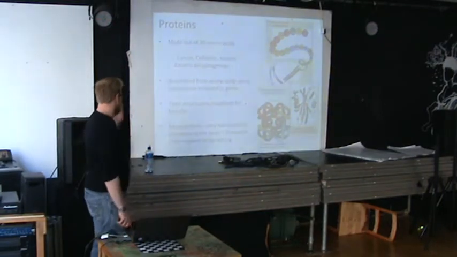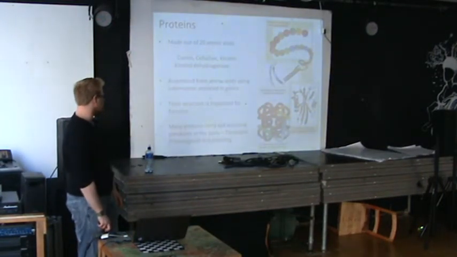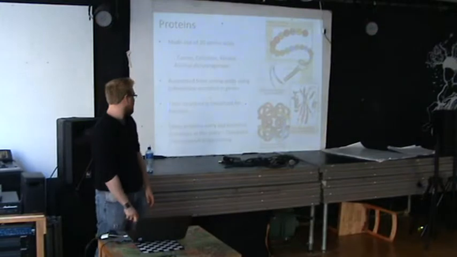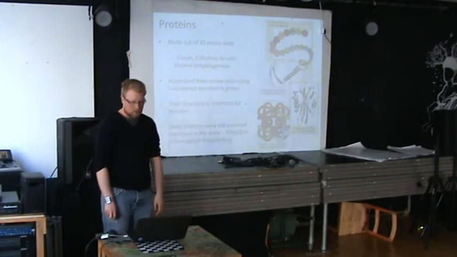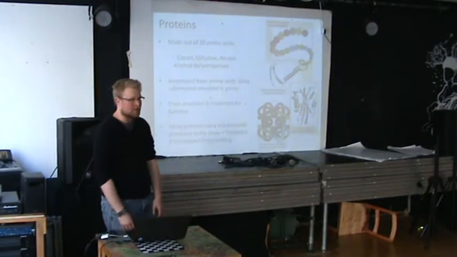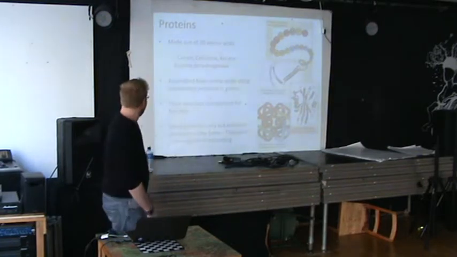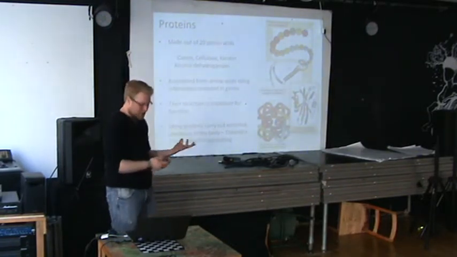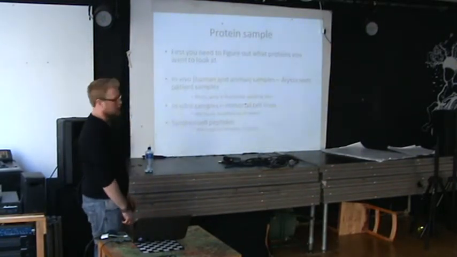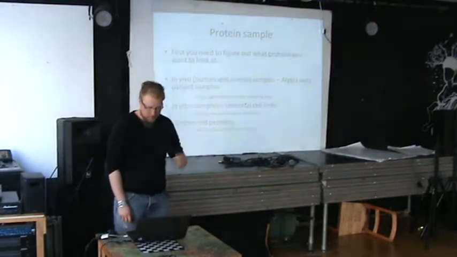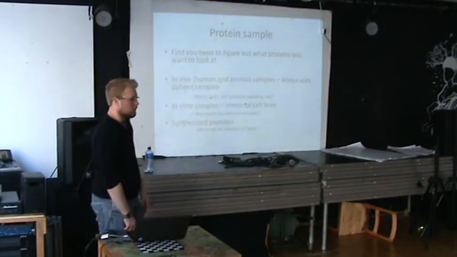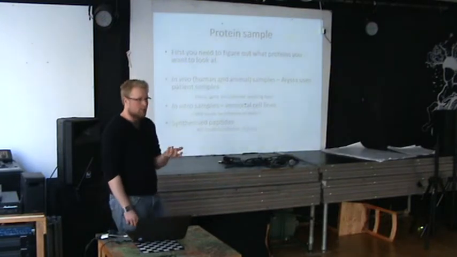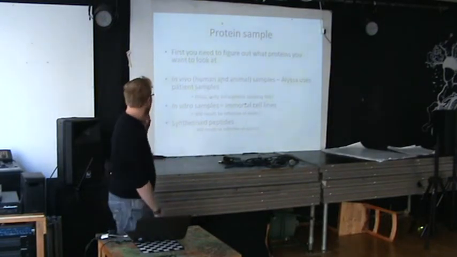Many proteins carry out essential processes in the body, like thrombin converts fibrinogen to fibrin, which allows clotting to happen, and that's pretty important, I've heard. So the first thing you want to look at when you're doing my kind of work is, what's your protein sample? What are you going to take proteins from? What proteins do you want to look at, and where do you want to find them?